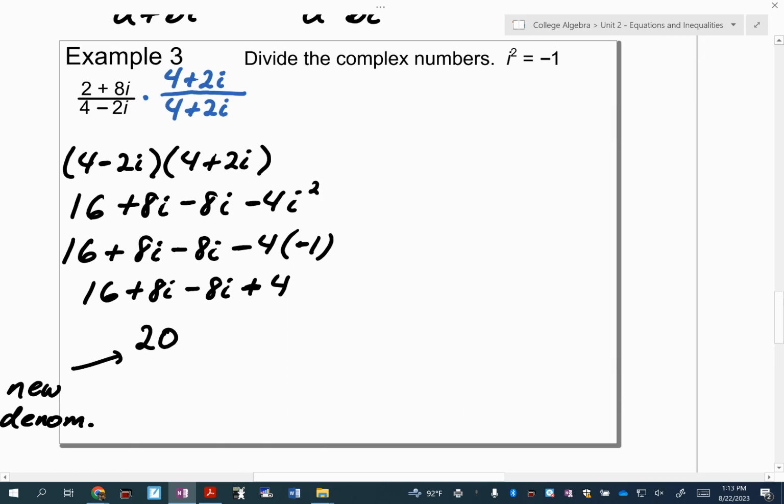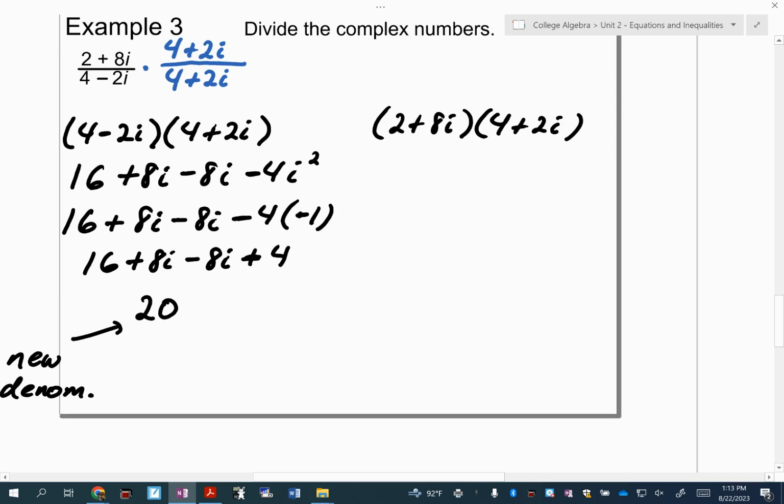All right, the last thing to do is to multiply the numerators. So 2 plus 8i times 4 plus 2i. So 2 times 4 is 8. 2 times 2i is 4i. 8i times 4 is 32i. And then 8i times 2i is 16i squared.